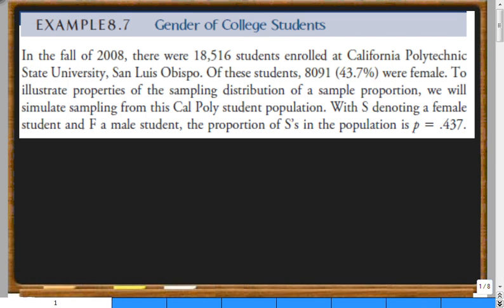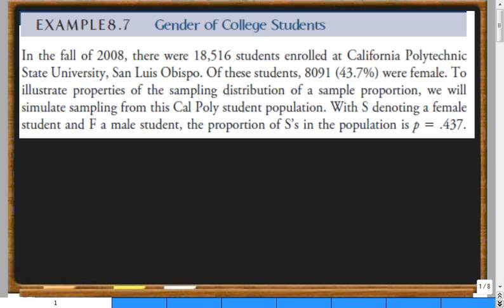Okay, so now let's look at some example problems for sampling proportions. So in the fall of 2008, there were 18,516 students enrolled at California Polytechnic State University in San Luis Obispo. Of those students, 8,091 were female.